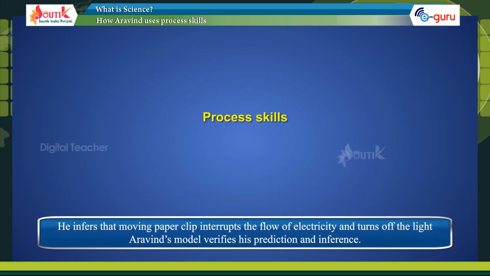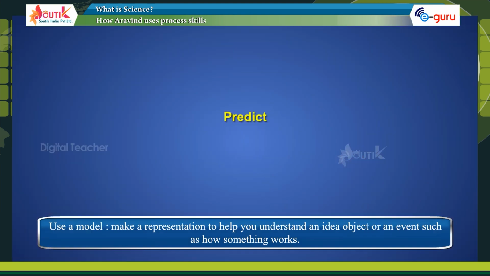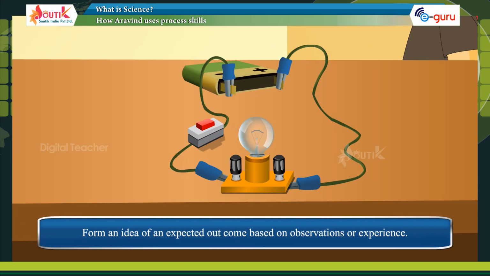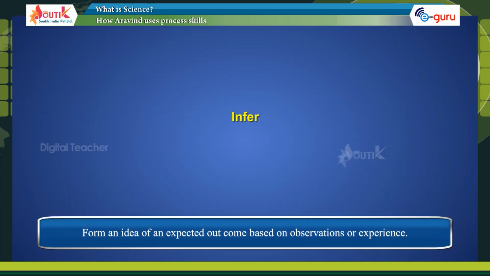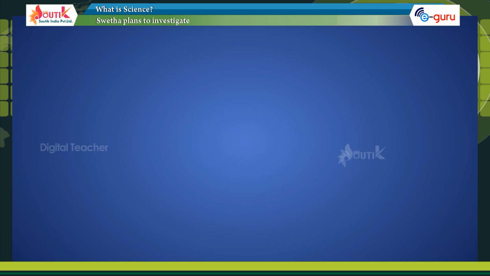Process skills. Use a model: make a representation to help you understand an idea, an object, or an event, such as how something works. Predict: form an idea of an expected outcome based on observations or experiences. Infer: use logical reasoning to explain events and draw conclusions based on observations.